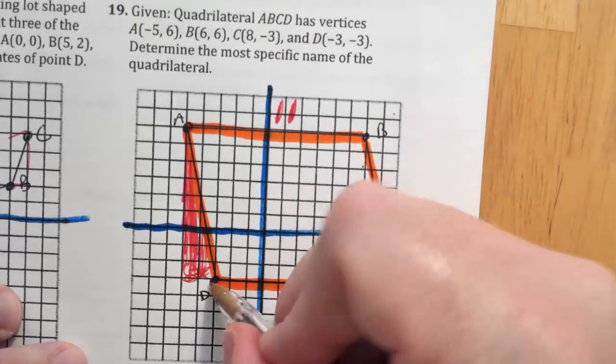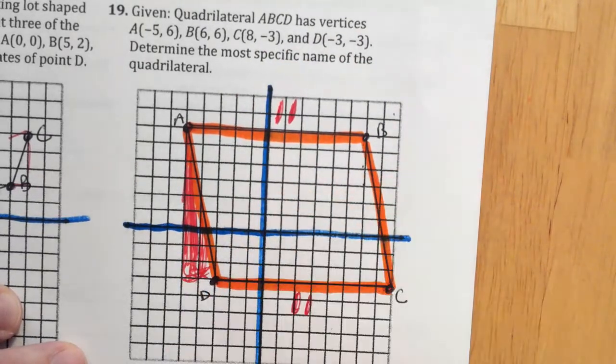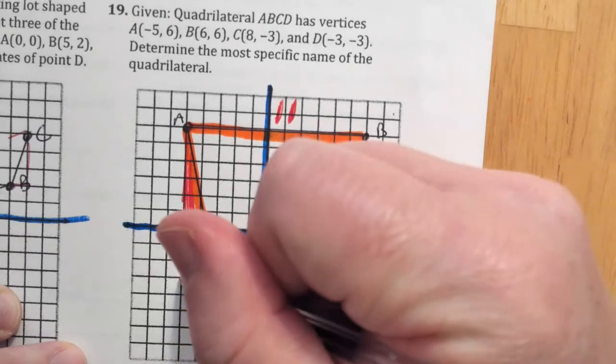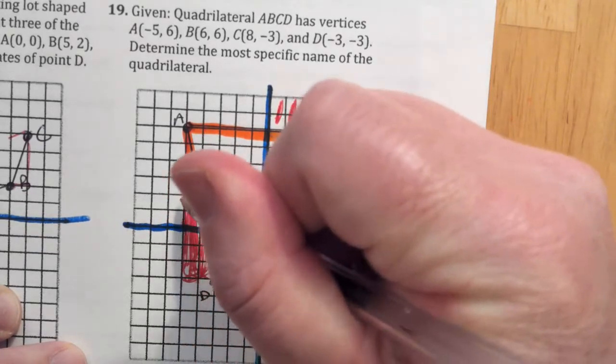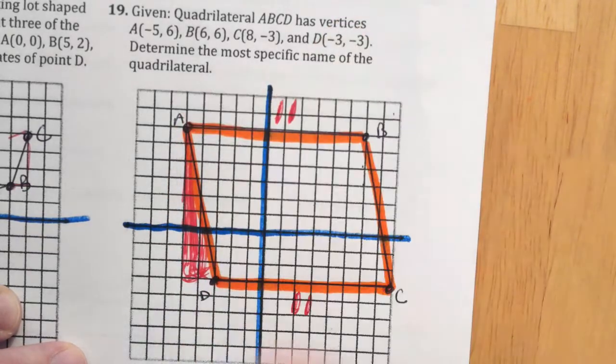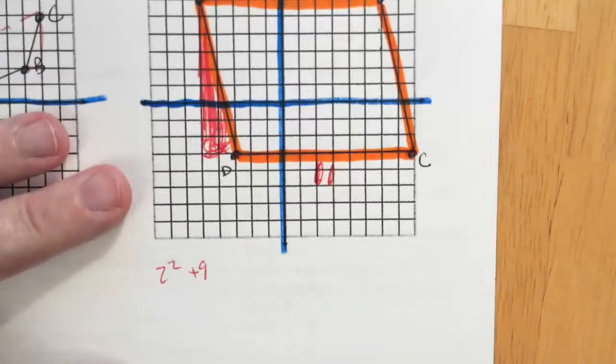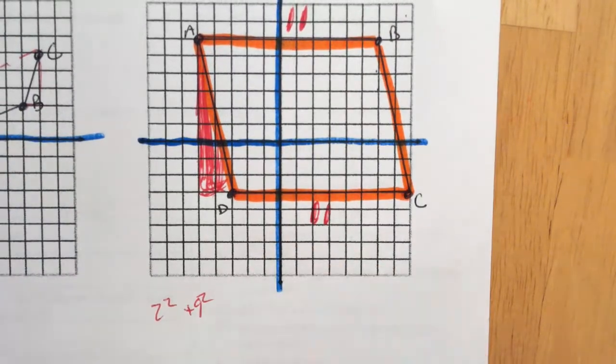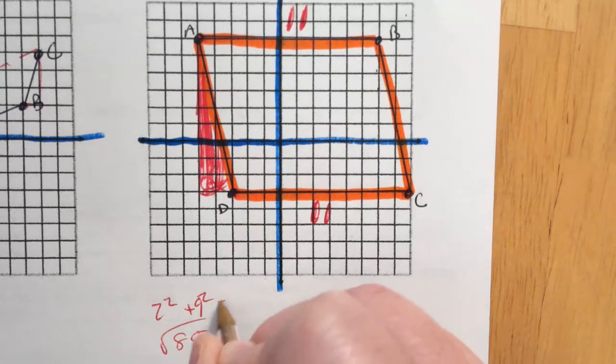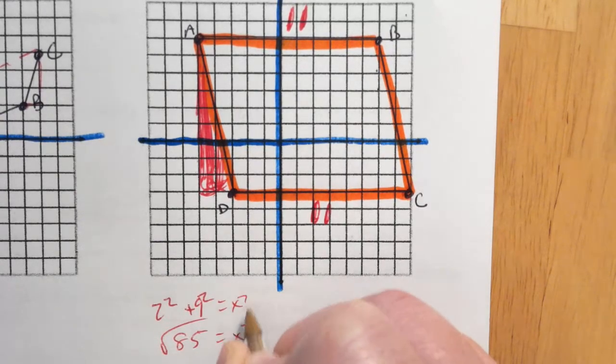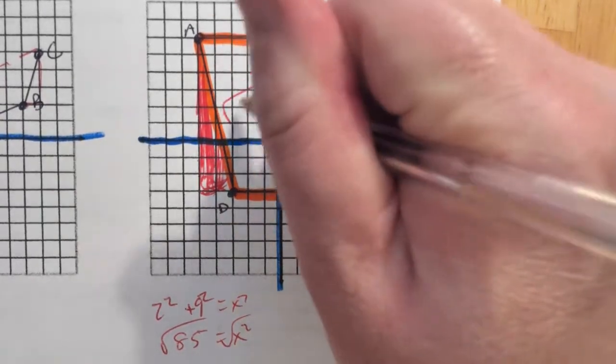Okay, so that one right there, that's 2 squared. So 2 hops by 1, 2, 3, 4, 5, 6, 7, 8, 9. So that is a 2 by 9. And if you put that in the calculator, 2 squared plus 9 squared, we get 85. So square root of 85.